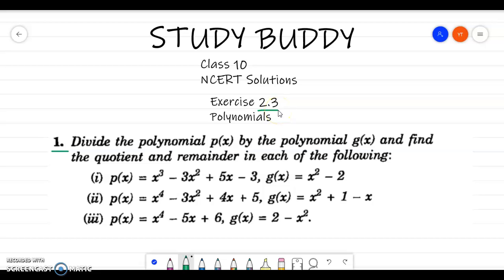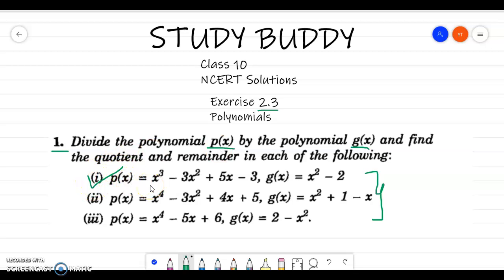Question number 1. Divide the polynomial p of x by the polynomial g of x and find the quotient and remainder in each of the following. So they have given us three sets of polynomials, p of x and g of x. We have to divide the polynomial p of x by the polynomial g of x and find the quotient and remainder in each case. So let's move on to the first one.